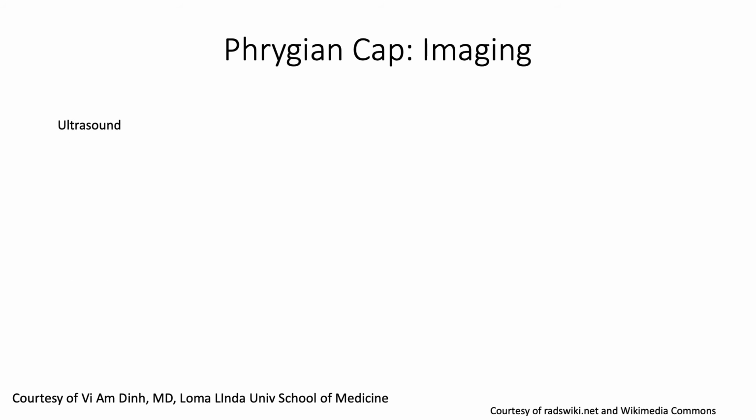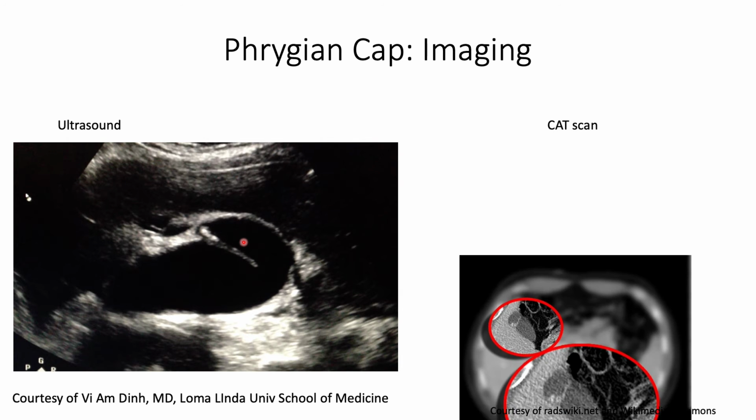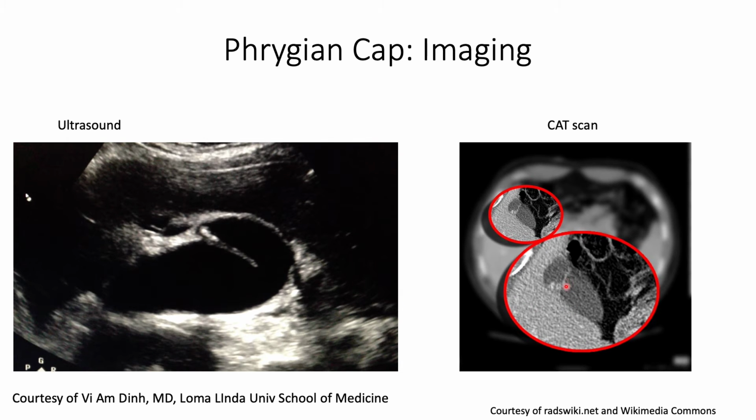The Phrygian cap, when imaged, looks so, and it's just a fold. It's not a septum. It's just tissue. It's just a fold flopping back onto itself, and the CAT scan looks the same.